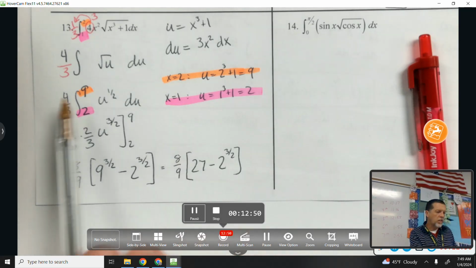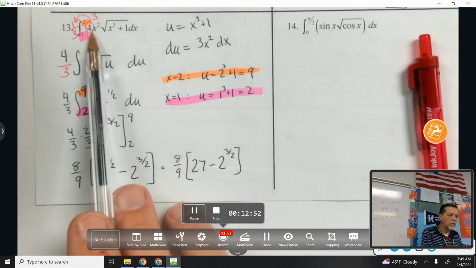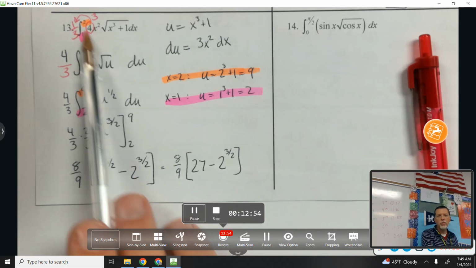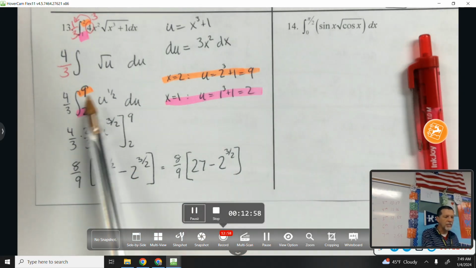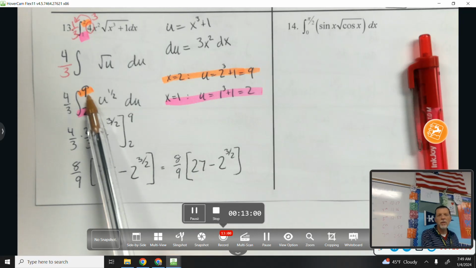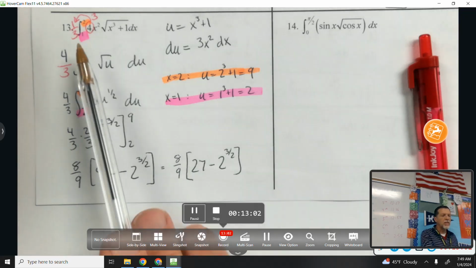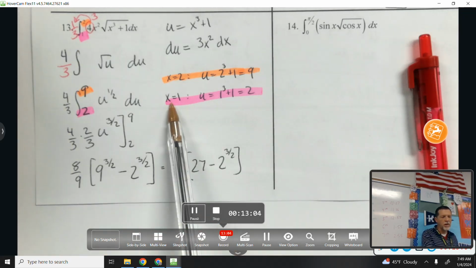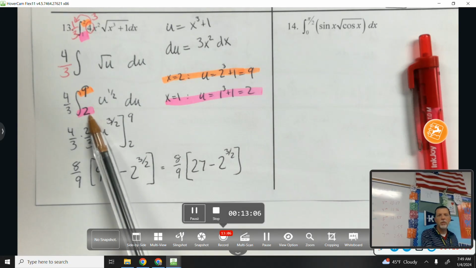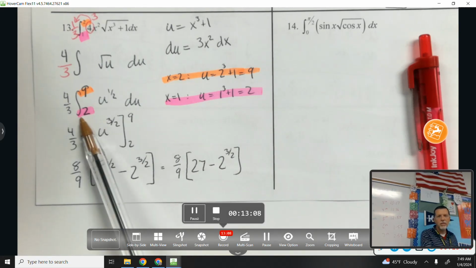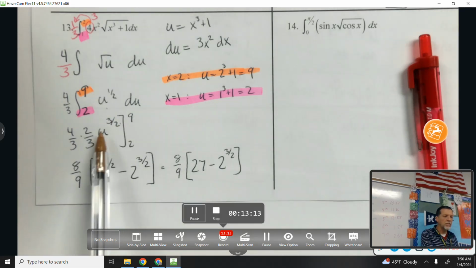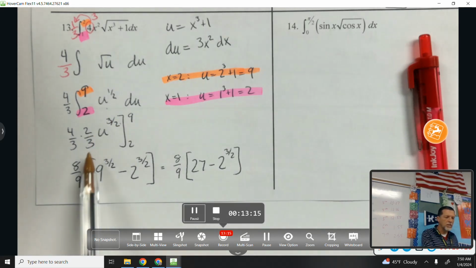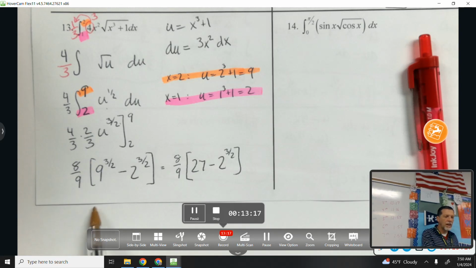Okay, so I switched the x limits to u limits. So x equals 2 is the orange one, the top one. So plug 2 in, you get 9. So that means 9 is now my upper limit in terms of u. The lower limit was x equals 1. If I switch it to u, it becomes 2. So my lower limit is 2. Integrate u to the 1/2, so increase the power by 1, multiply by 2/3. Clean that up. Plug in 9 minus plug in 2.